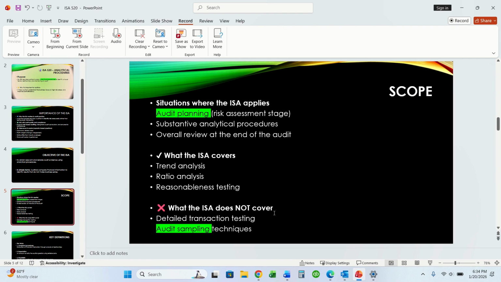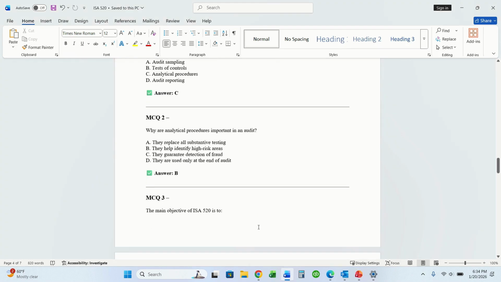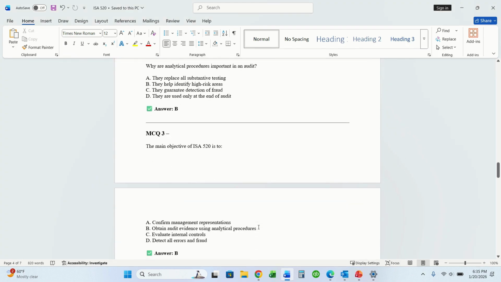What are audit sampling techniques? Audit sampling means checking a sample instead of all transactions to draw conclusions about the entire population. Let's see an MCQ related to this topic. The main objective of ISA 520 is to: confirm management representations, obtain audit evidence using analytical procedures, evaluate internal controls, or detect all errors or frauds. The correct option is option B, obtain audit evidence using analytical procedures.